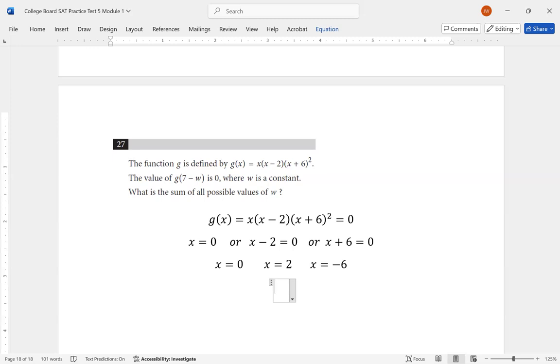Well, we can replace each x with just 7 minus w. So 7 minus w is equal to 0. Or, let me write the word or, 7 minus w is equal to 2. Or 7 minus w is equal to negative 6.